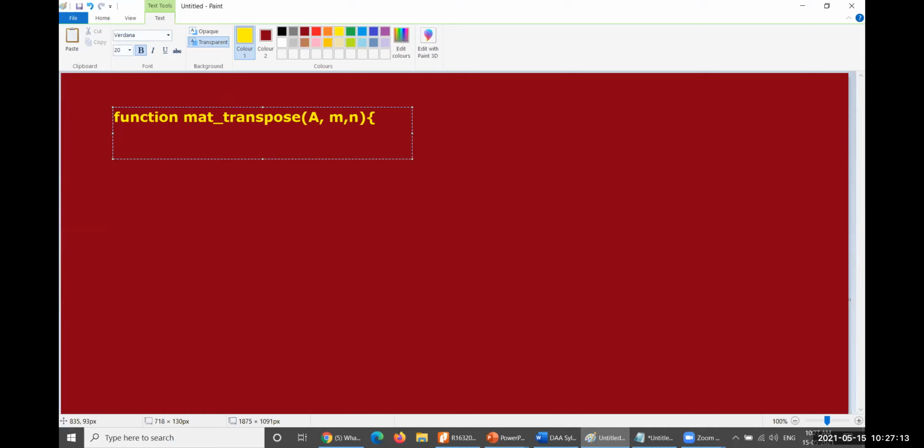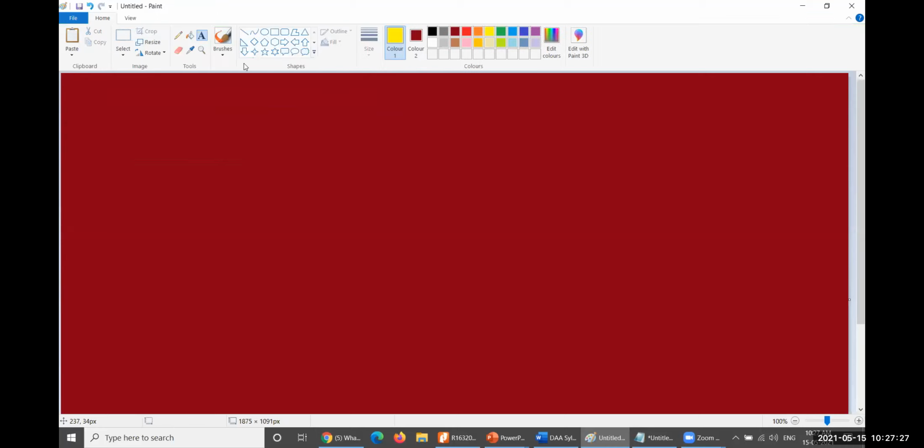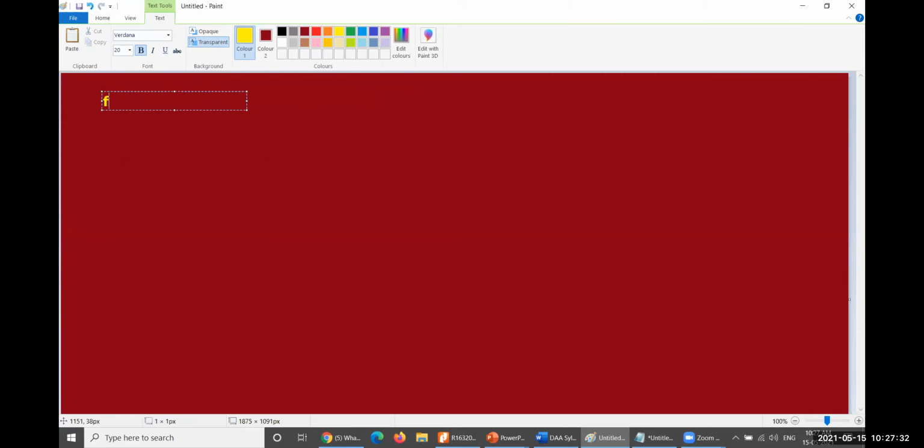Now, here the transpose will be seen in such a way. Okay. There's some small problem in the second function. Matrix transpose of capital A, comma, M, comma, N. They have asked M, comma, N only.